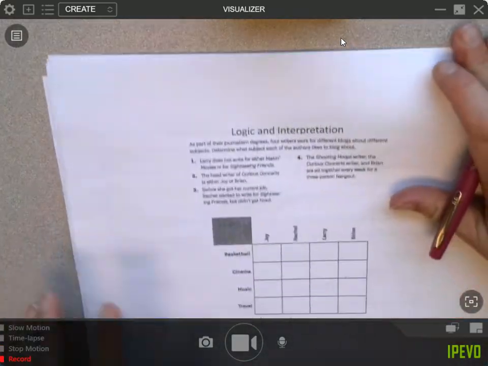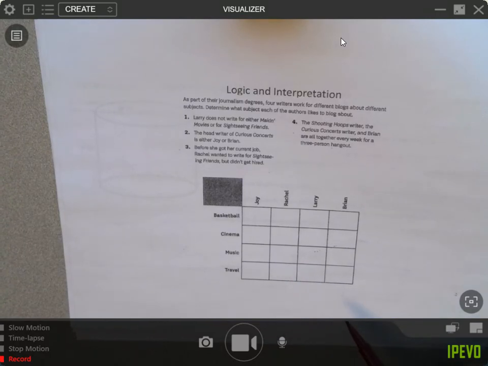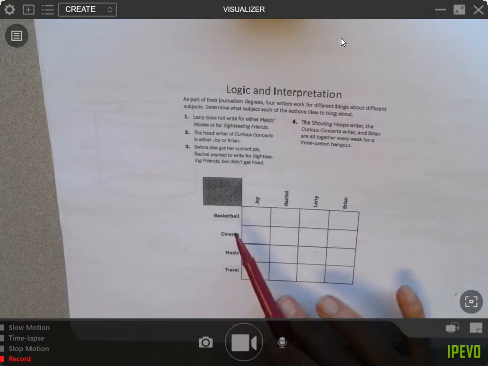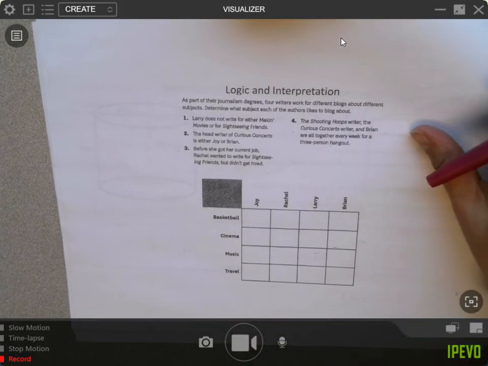And the next page is one of those logic pages, crossing off and figuring out who does which magazine writing. I think they're magazines, blogs. Sorry, who does which blog.